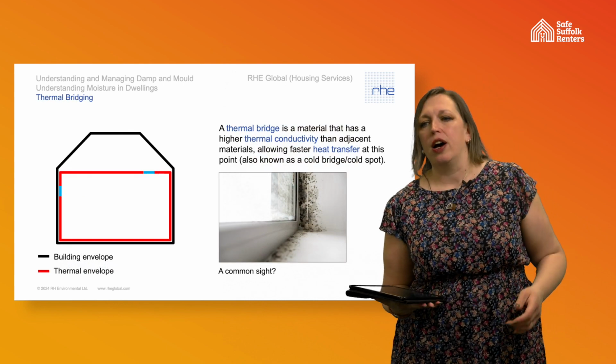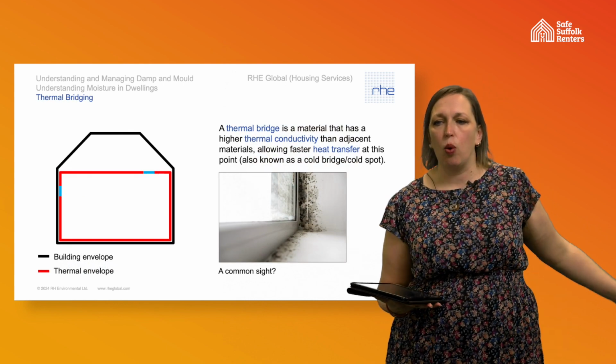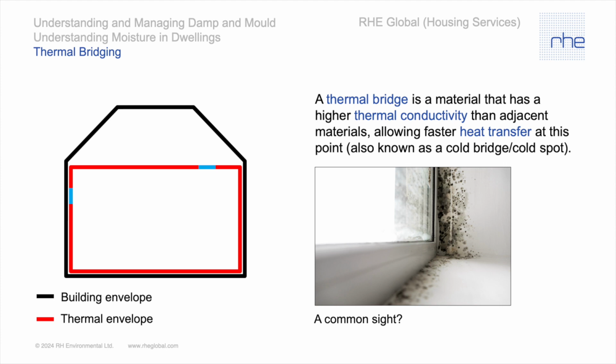So on this slide here, on the left, you can see I've tried to demonstrate what the envelope of a building looks like. So our building envelope is the black line on the outside. It's the structure of the building. It's the physical separation between the conditioned internal space and the unconditioned external space. So it's continuous. It's our floors, our walls, and our roof line.